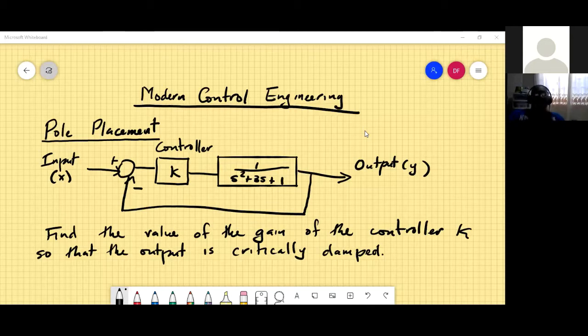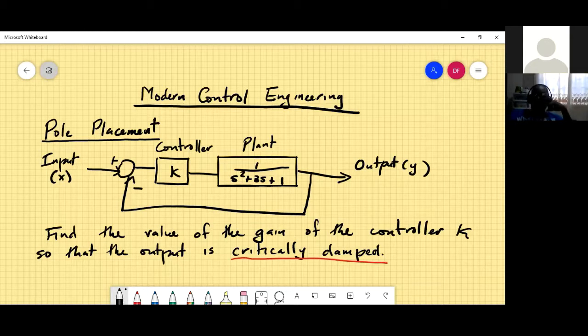So here we have a control system. You have the controller with gain K, so the controller is a simple amplifier. You have a plant, and its transfer function is 1 over s squared plus 3s plus 1. And so we want to find the value of the gain of the controller so that the output is critically damped.